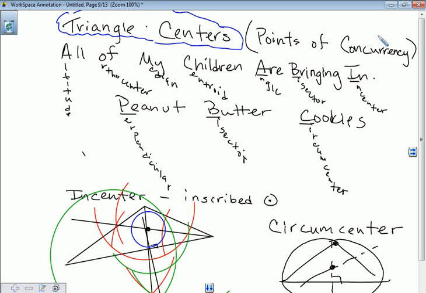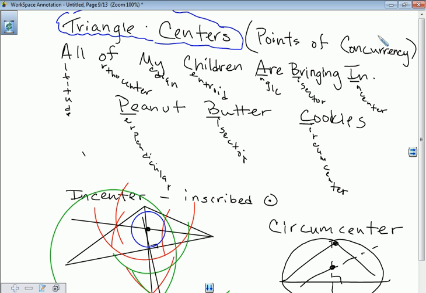All of my children are bringing in peanut butter cookies. So all of, altitude, orthocenter. If I drop down a perpendicular, that's the altitude. The intersection of two altitudes gives me the orthocenter.